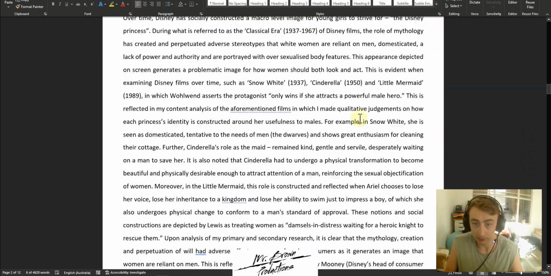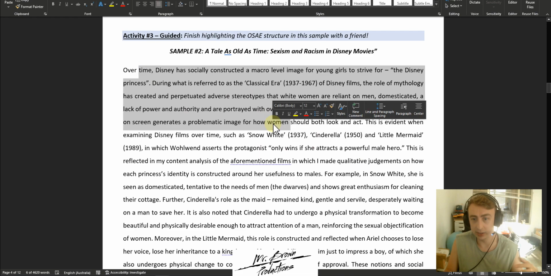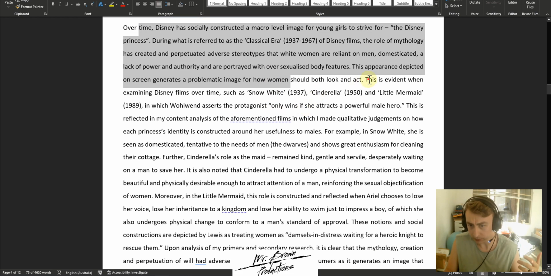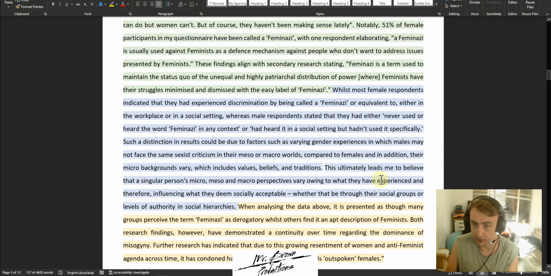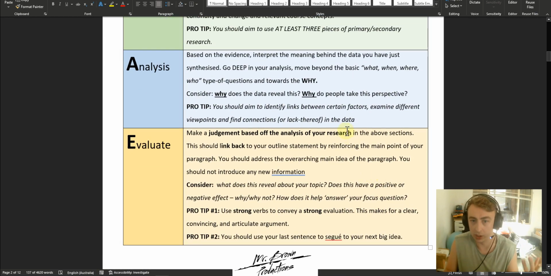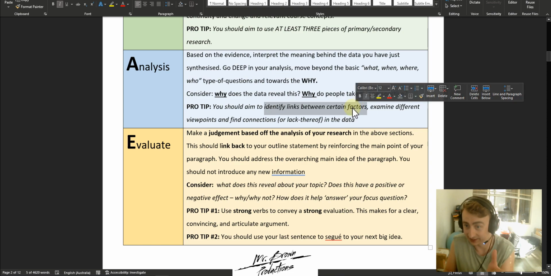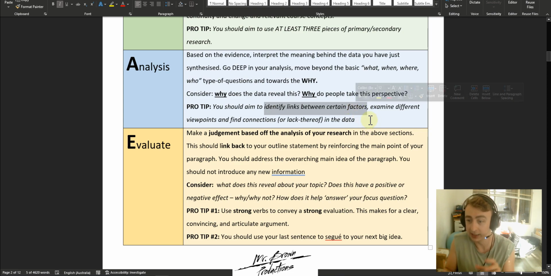Why is it that Disney is showing this form of females as the version of a Disney princess and what it should look like? Why are they doing that? Okay, so we're looking at the why. And when we analyze, here's our pro tip, we should aim to identify links between certain factors. Okay, underline that. So what are the links between certain factors, right?